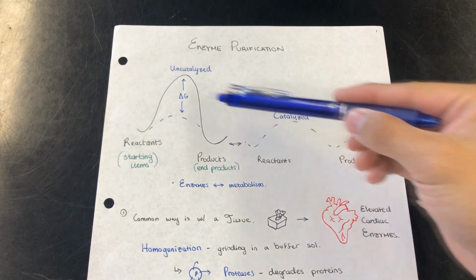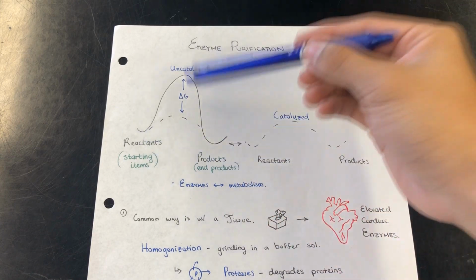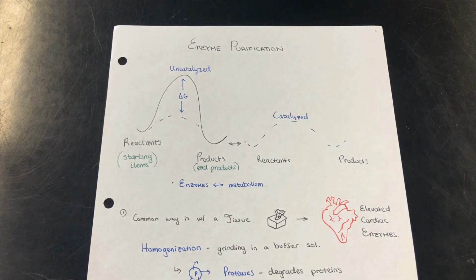This uncatalyzed becomes catalyzed when the enzyme is added. It lowers the delta G, lowers the activation energy, and allows us to proceed from reactants to products much faster than in normal situations. So we proceed to our first step.